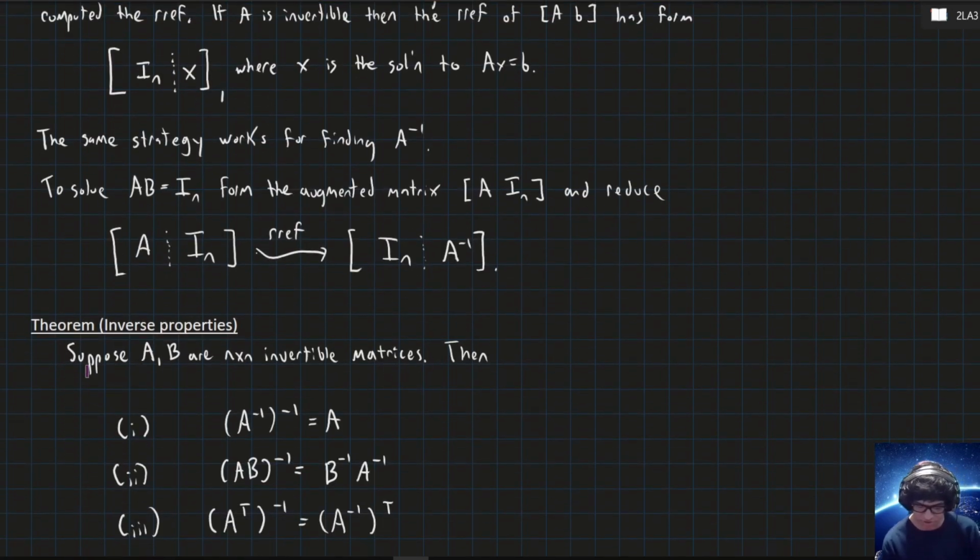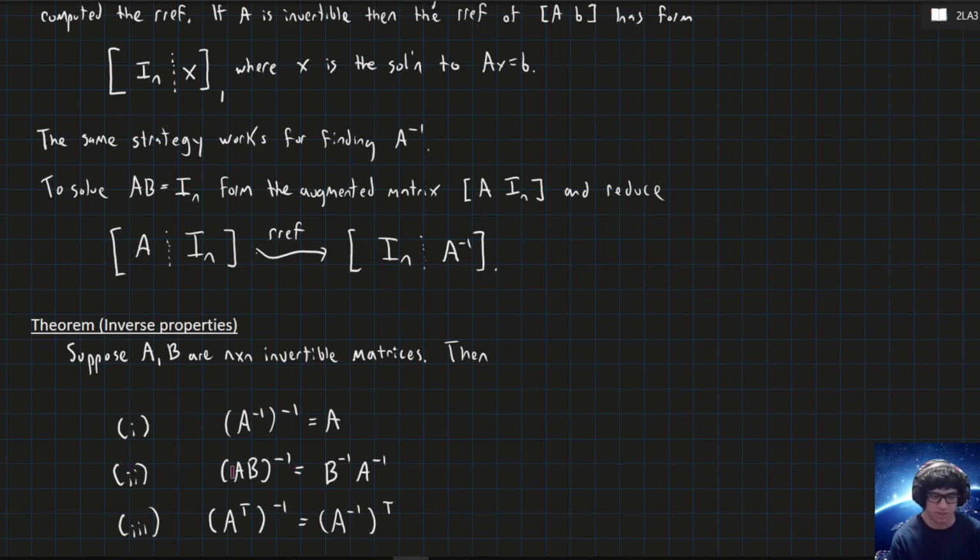So now I'll just mention some properties of the inverse. Let's assume A and B are invertible. The first property says that if you take the inverse of the inverse, it's just A again. In other words, the inverse of A inverse is A. And that makes sense, right? What do you multiply A inverse by to get the identity? A. So this makes sense.